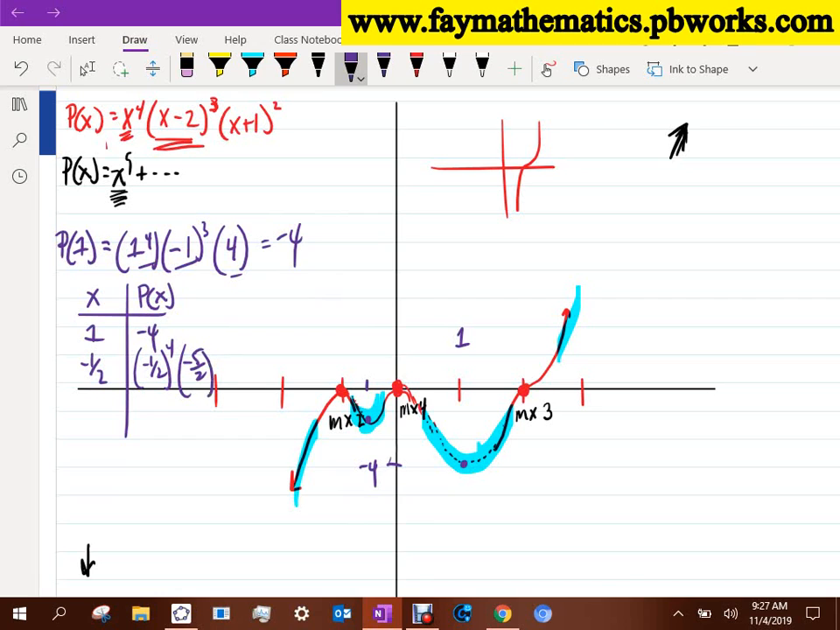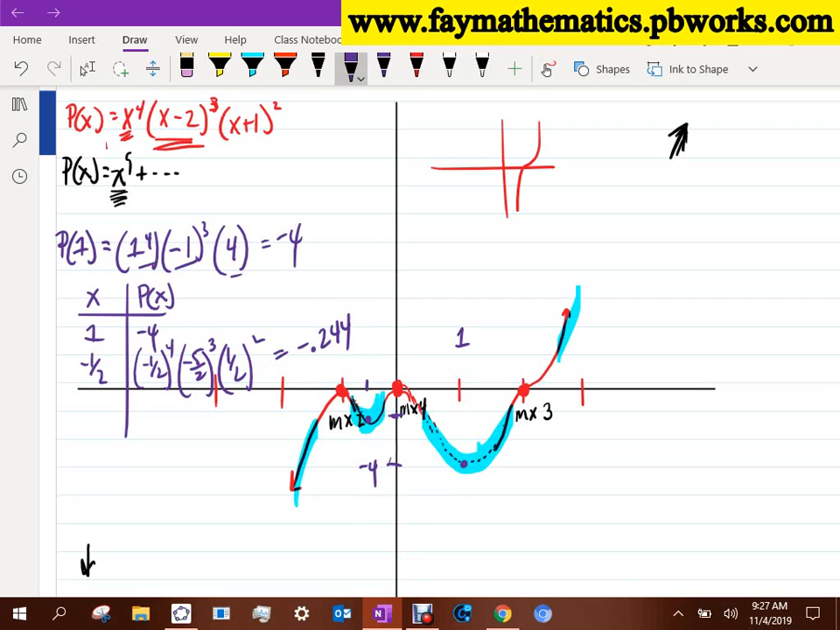Negative 5/2 to the 3rd, and then 1/2 squared. If you type that stuff in, negative 0.244 would be that y value. Does that make sense? Okay.